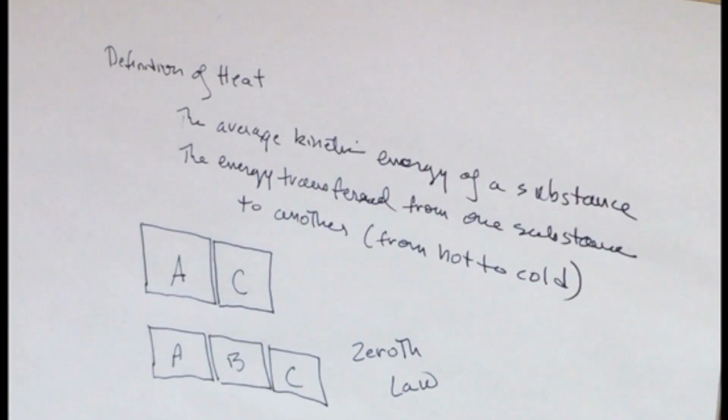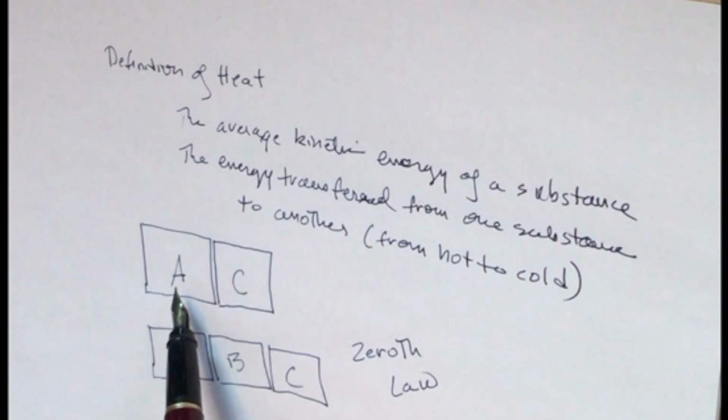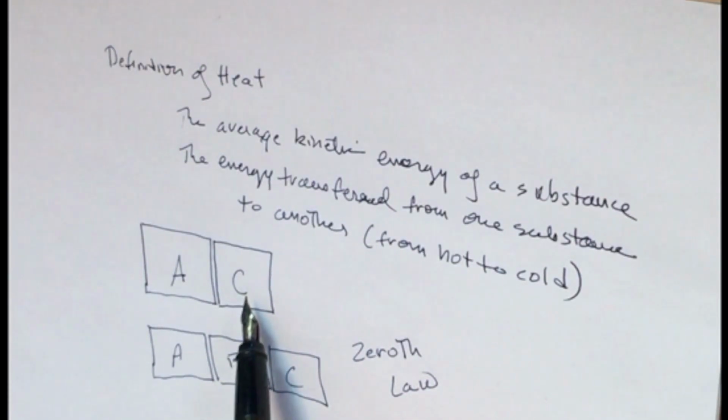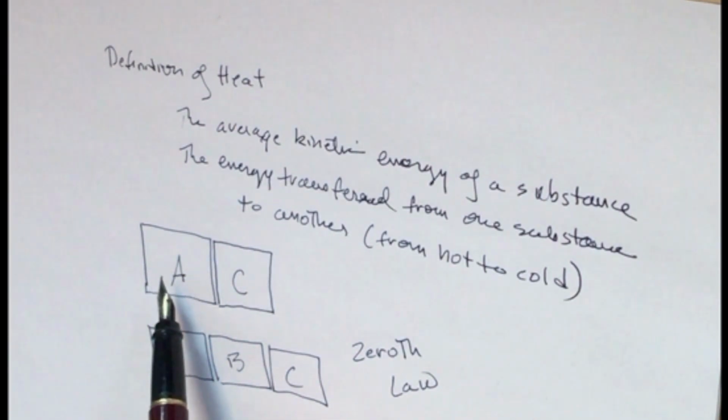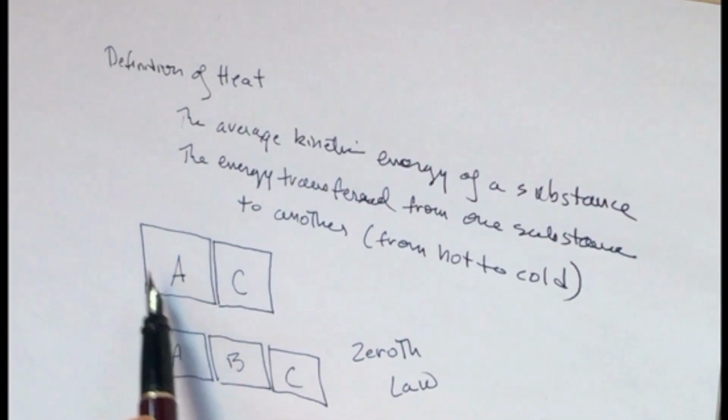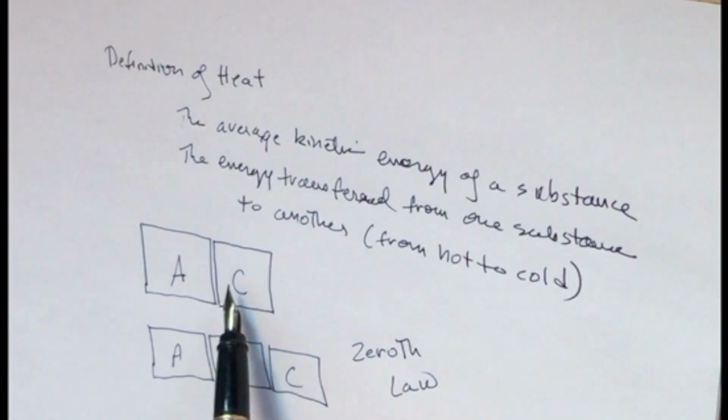So let's go ahead and just talk a little bit about what heat is. Heat is the average kinetic energy of a substance. And heat is transferred from one substance to another if they are of different temperatures. So for example, if block A is 300 Kelvin and block C is 250 Kelvin, heat energy will transfer from block A, the hotter block, to the cooler block, block C.